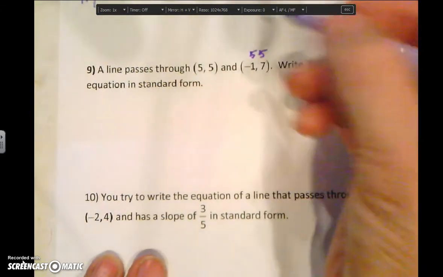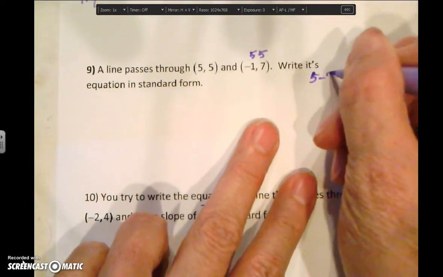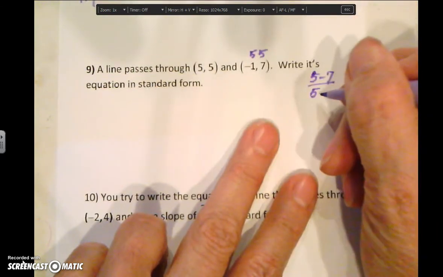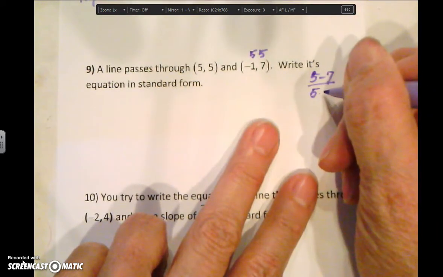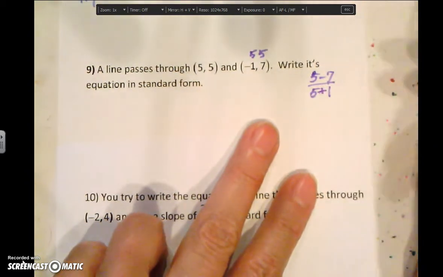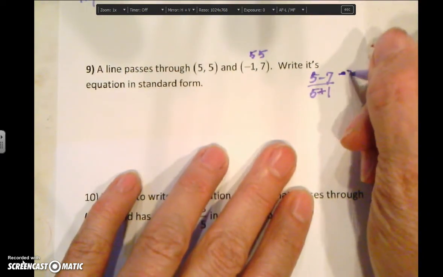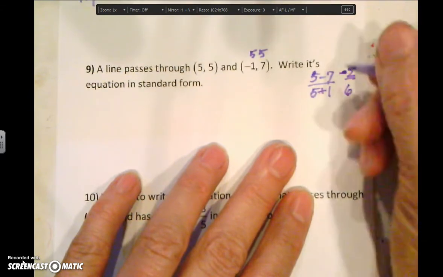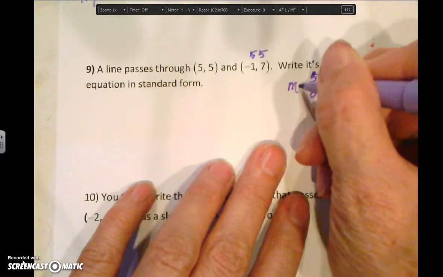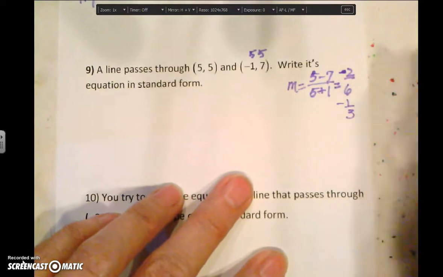So we're going to have 5 minus 7 over 5 minus a minus 1. So that's going to be 5 plus 1, which is going to be 6. So this is then going to be negative 2 over 6, and that's going to reduce to negative 1/3. So this is my slope that I'm calculating there, so negative 1/3.